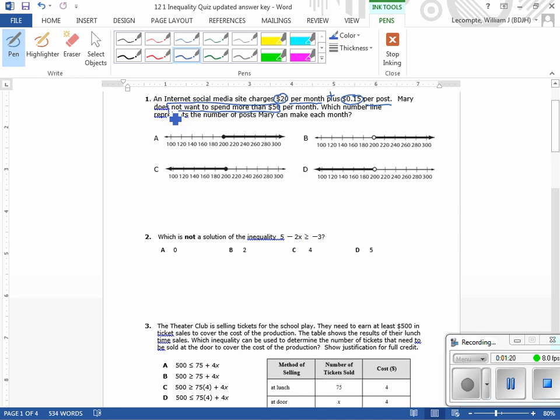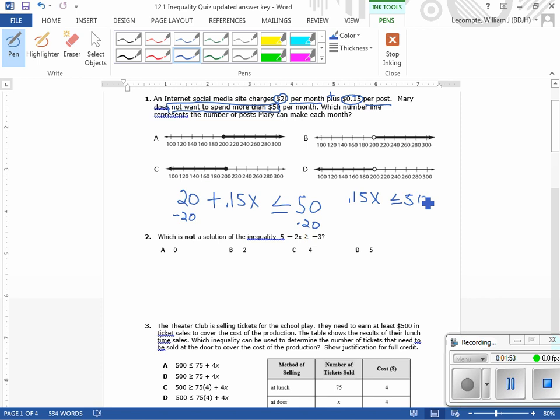So if I would write an inequality, I would say 20 per month plus 15 cents per post is less than or equal to 50. I could spend less than 50, I just can't spend more than 50. Right? So my first thing I'm going to do is subtract 20 from each side. And I get 15x is less than or equal to 50.